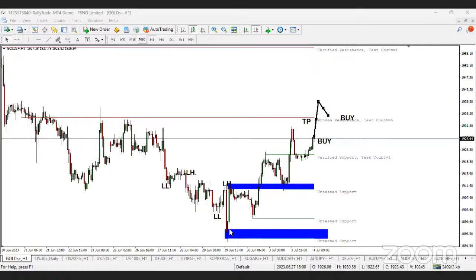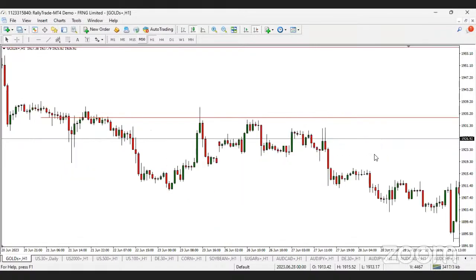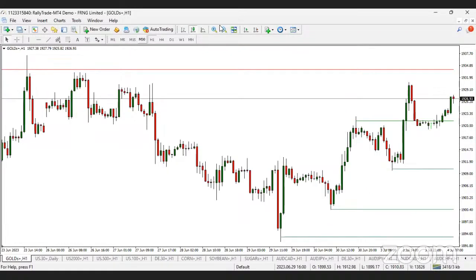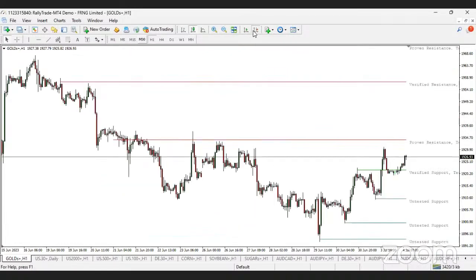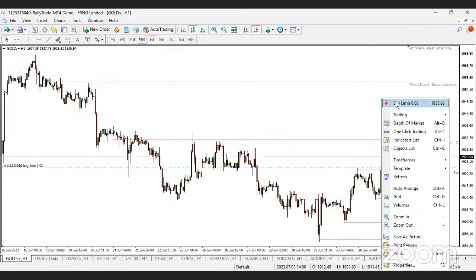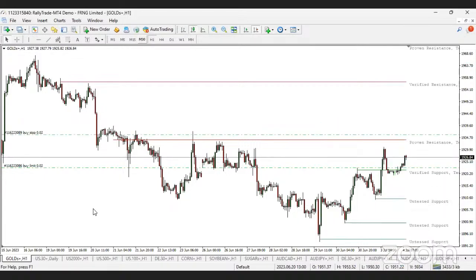Please, where can we enter the pending order for gold? For gold, it's two ways. You can enter the pending order for gold in two places. Number one, you put a buy limit at this previous higher low. I believe you can see my screen, sir. You can put a buy limit at this higher low, or you can put a buy stop above this resistance.